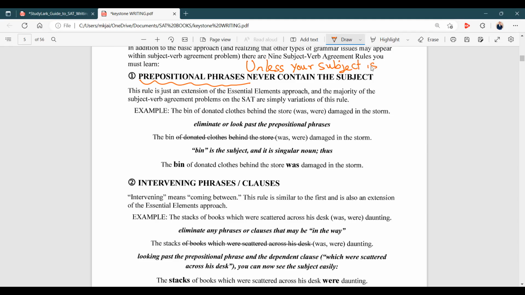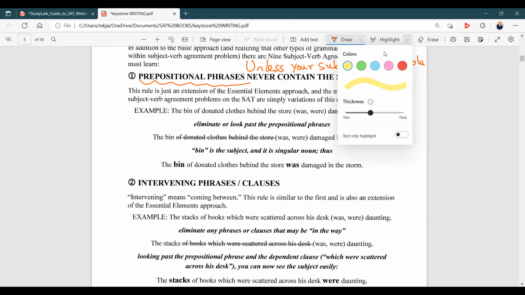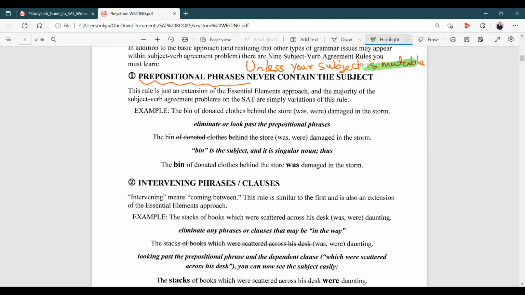is mutable. Okay, what do I mean by a mutable subject? Any idea? Like it still makes sense if we remove the subject. Could you give me an example? Like as it says here, the bin of donated clothes behind the store was damaged in the storm. If we remove the bin, it will still make sense, right?